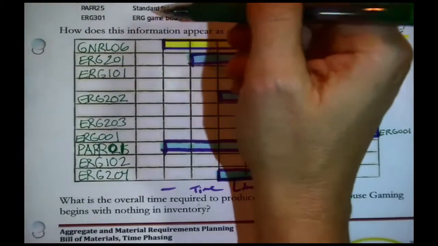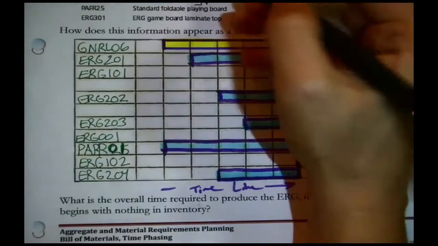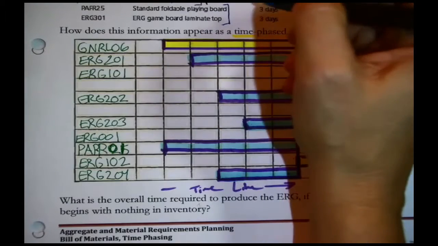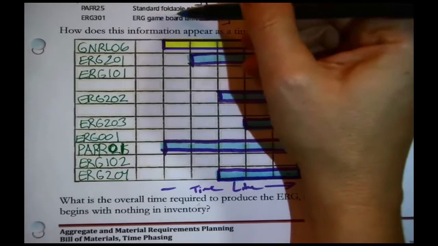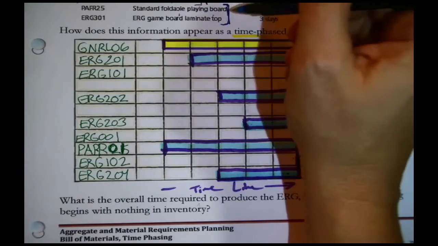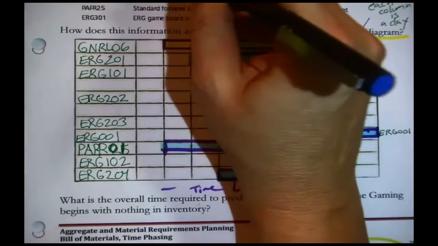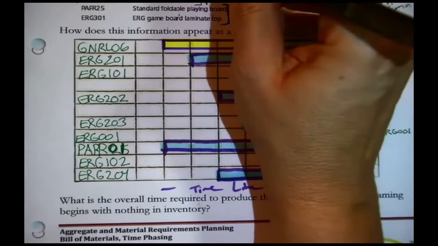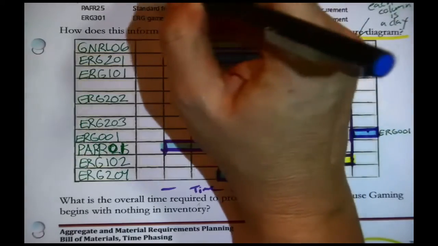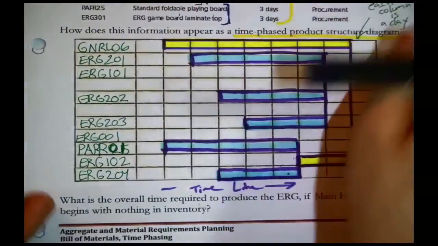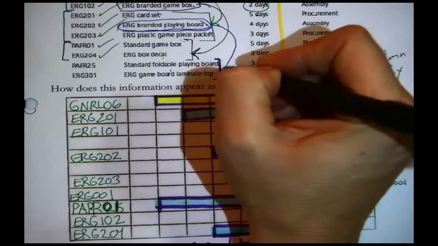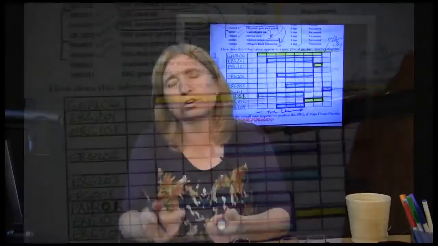on the list, and again, you could use logic and just figure out who they must be the children of. It says standard foldable playing board and ERG board laminate top. This is similar to the box. Apparently they make the playing board from those 2 component items. Very similar to the box.